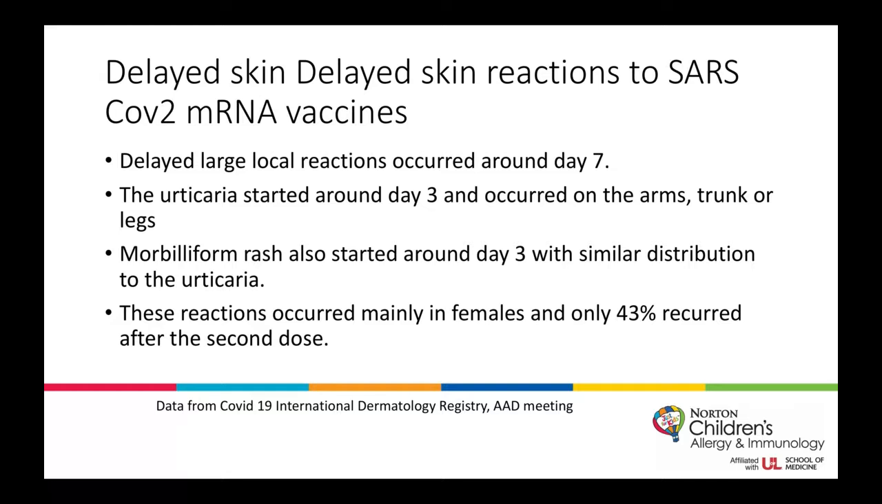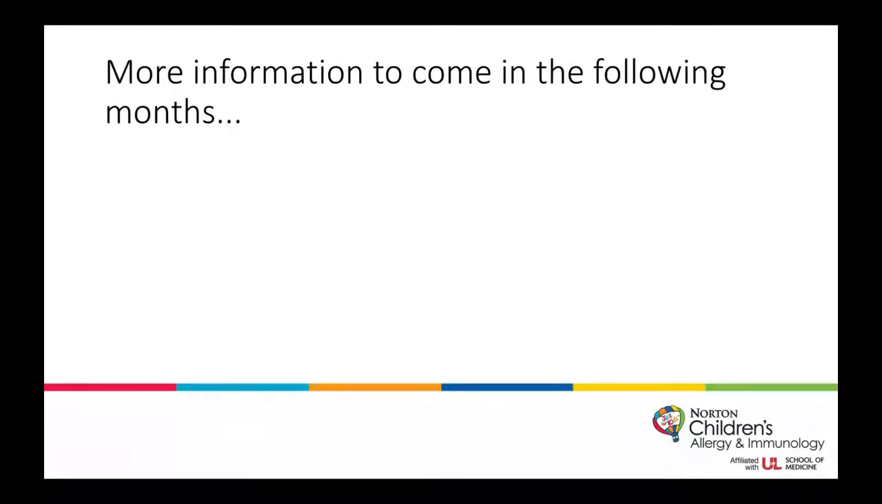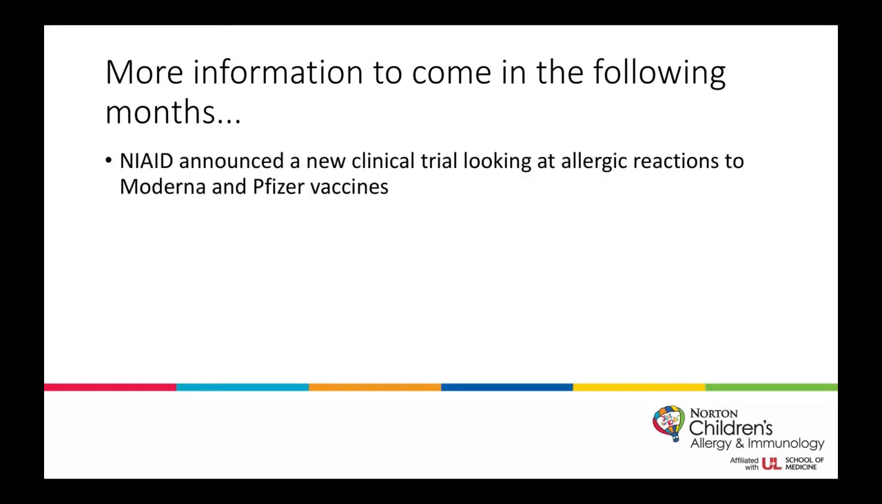They all ended up getting their second dose, and only 43% recurred after the second dose. And none of these are predictors of anaphylaxis or any kind of immediate hypersensitivity reactions. So more information about COVID-19 vaccine allergic reactions to come in the following months.